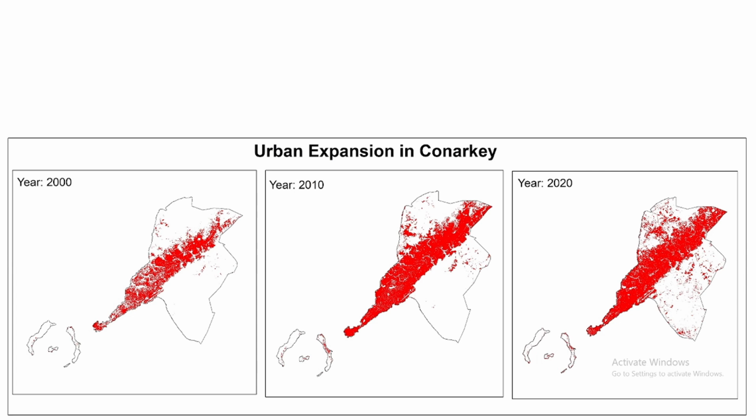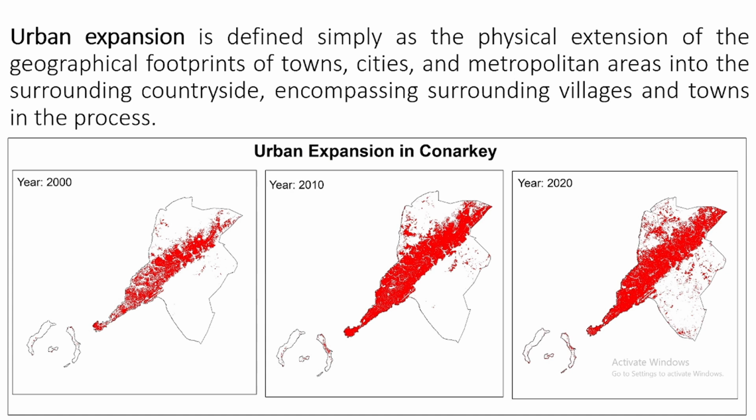Then urban expansion. It is called urban expansion mapping. Here you can see the urban area in 2000, the urban area for 2010, and the urban area for 2020. This is one kind of urban expansion mapping. Urban expansion is defined simply as the physical extension of the geographical footprint of towns, cities, and metropolitan areas into the surrounding countryside, encompassing surrounding villages and towns in the process.